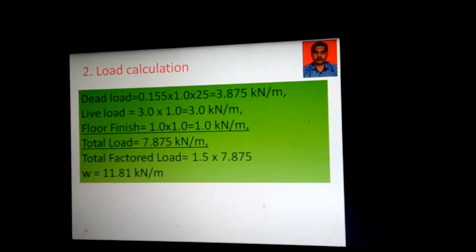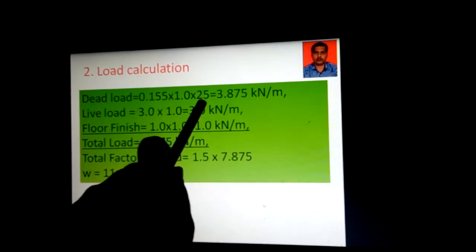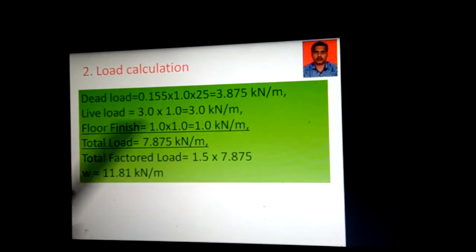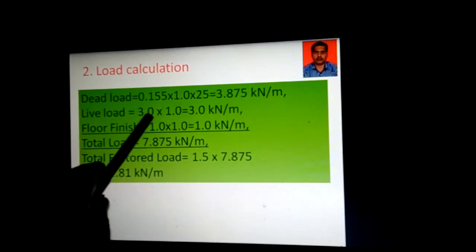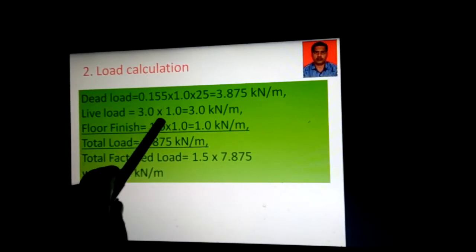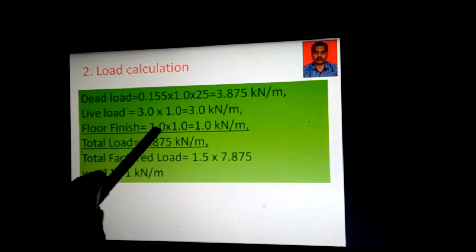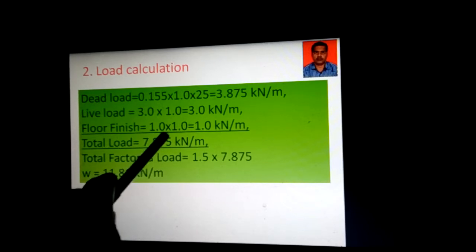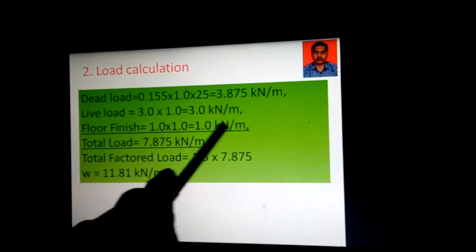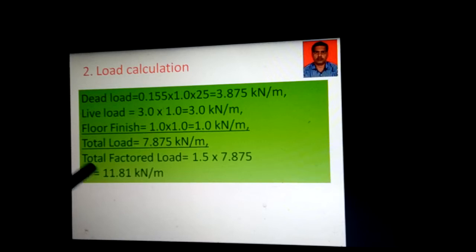The next step is the load calculation for the given capital D value that we have obtained. So the dead load comes 0.155, that is in meter, multiplied by the design width 1 meter, and the density of the material, that is 3.875 kN per meter. Given live load 3 kN per square meter multiplied by the design width 1 meter, that is 3 kN per meter. Then floor finish 1 kN per square meter multiplied by the width 1, this again comes 1. The total actual load comes 7.875 kN per meter.